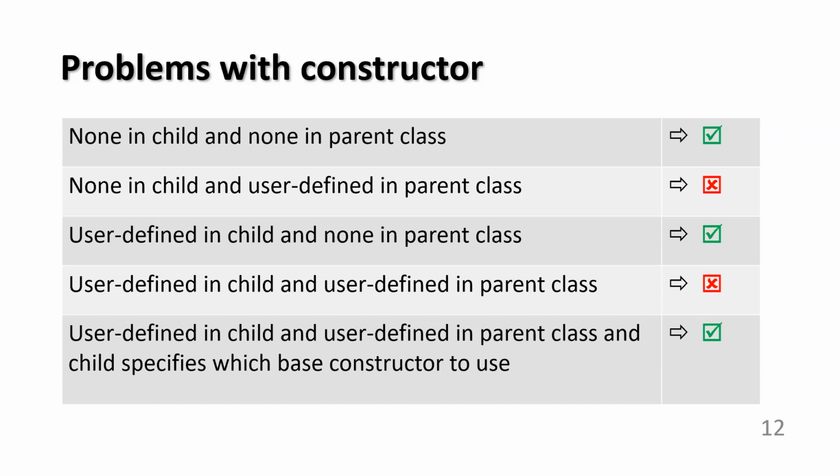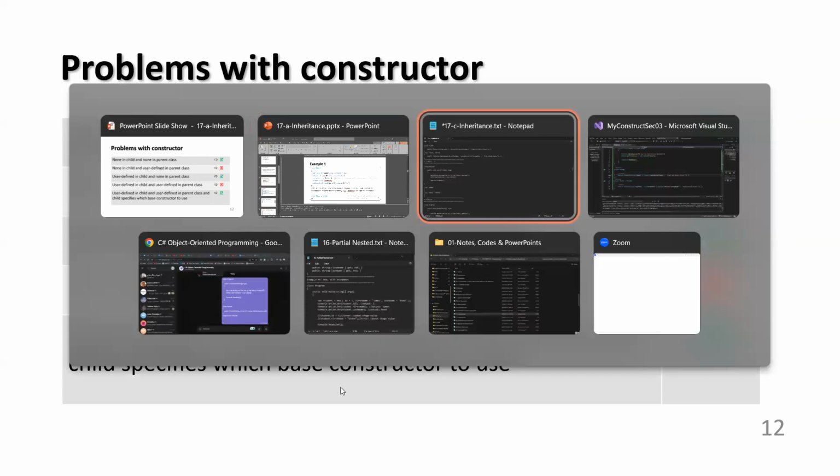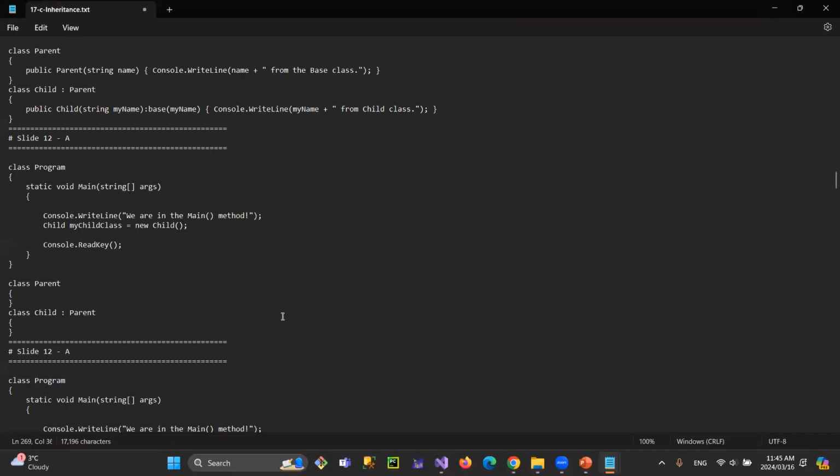If you do not have any constructor in both parent and child or children, no problem. But what if you have a parameter constructor in parent and you don't have any constructor in child? That is case number 2 or B: none in child and a user-defined constructor in parent. So please bear with me.